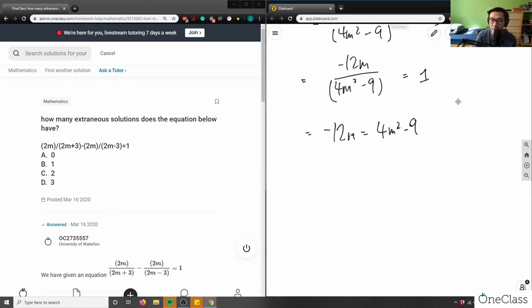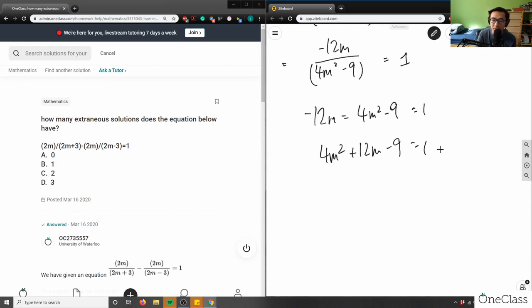And then what I can do is bring this 12m to the right side to rearrange it to become a quadratic function here, right? So I have 4m squared, this will be plus 12m now minus 9 equals 1. Sorry, this here still equals 1. Let me just erase these here. And then I can simply bring 1 to the other side to make it 0, right? So this here would be 4m squared plus 12m plus... I'm going to subtract 1 from both sides. So negative 9 minus 1, which will give me negative 10, right?